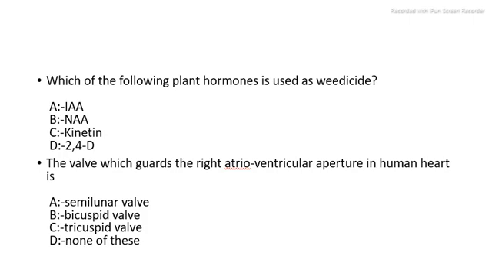So what is the function of semi-lunar valve? So the valve allows blood to be pumped forward into the arteries but prevents backflow of blood from the arteries into the ventricles. So this semi-lunar valve allows blood to be pumped forward into the arteries but prevents backflow of blood from the arteries into the ventricles. Okay. So that's all for this section.